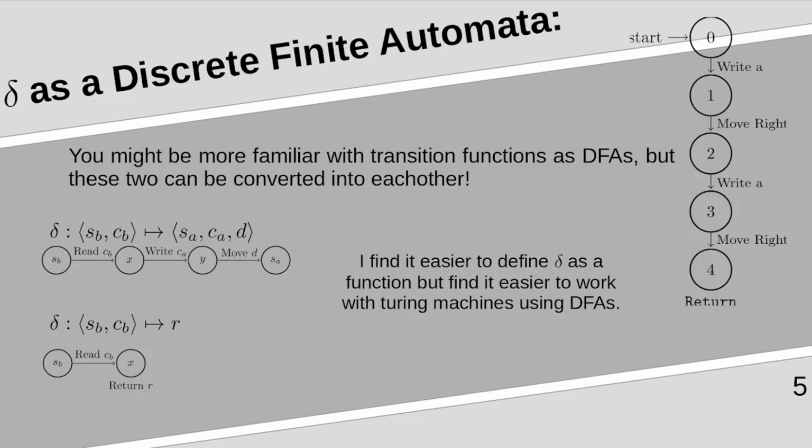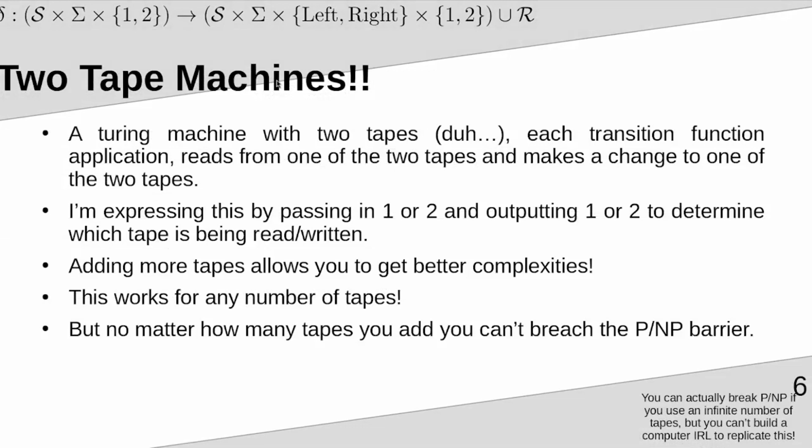If a state returns something, it just means that when you enter that state, the Turing machine halts and outputs that value R. So if you're in state B and you read character before, then you move to state X and return R. That's the same as mapping the pair of state before and character before to R. Often it is a little easier to think about, visualize and work with DFAs, but the formal definition of delta with these Cartesian products is nice and definite and concise.